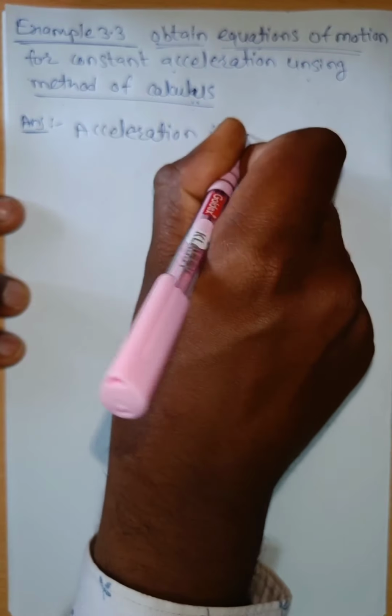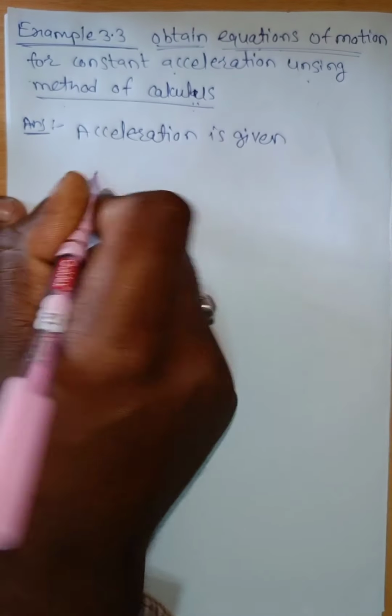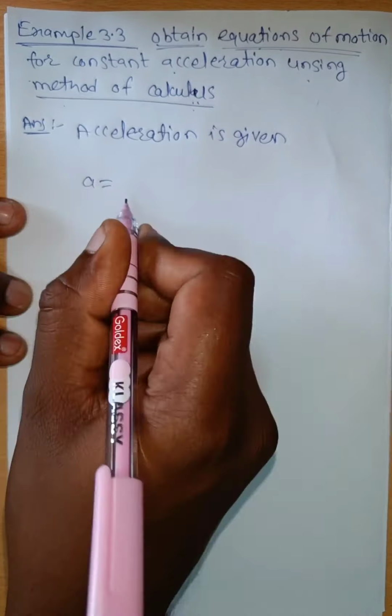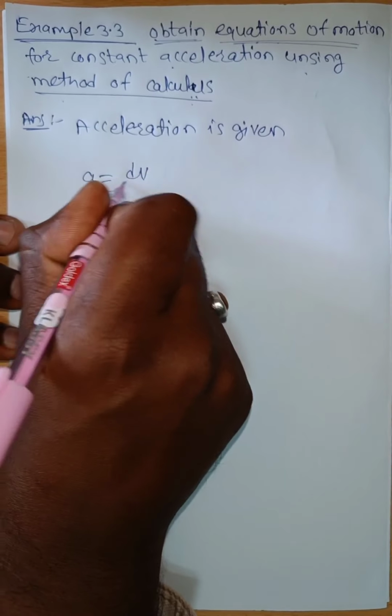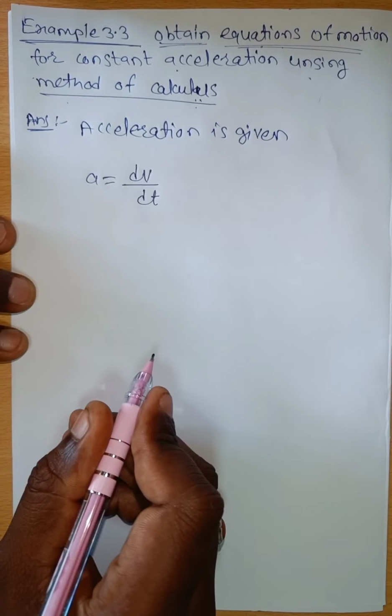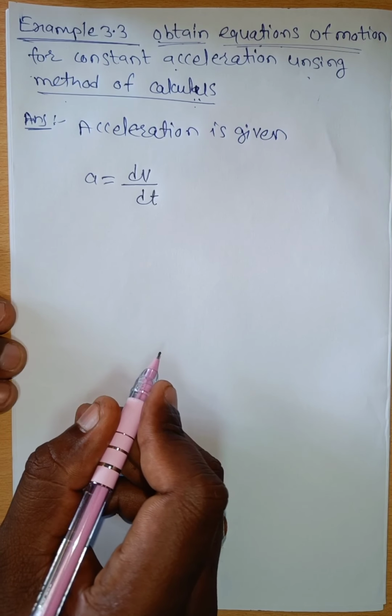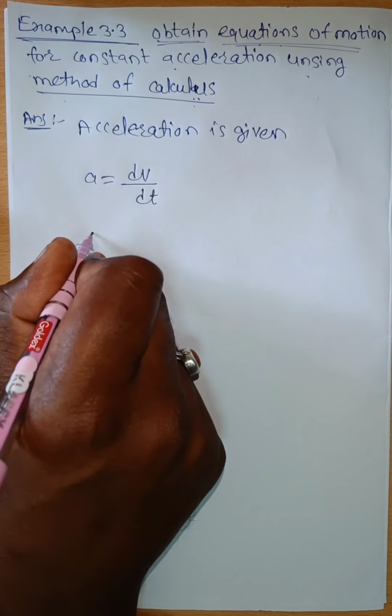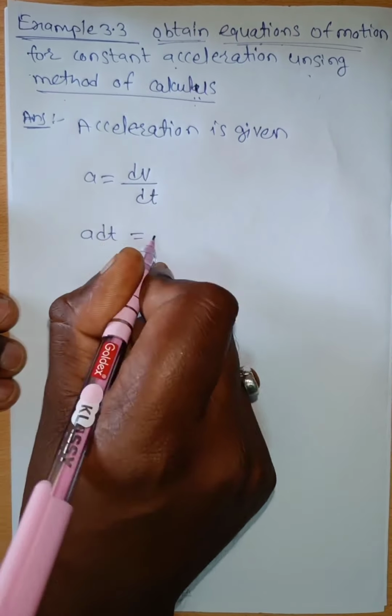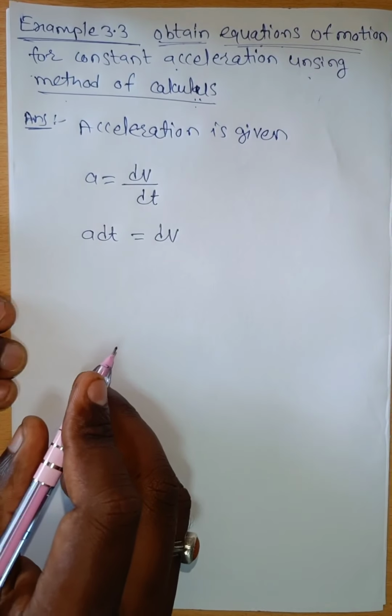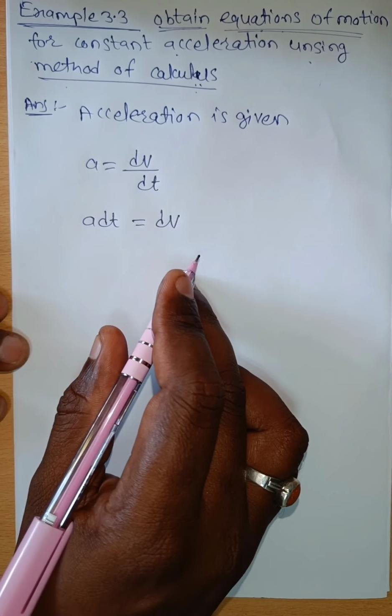Now we know that acceleration is given by, okay, that is instantaneous acceleration. Instantaneous acceleration a is equal to dv by dt. Then taking cross multiplication, a into dt is equal to dv.